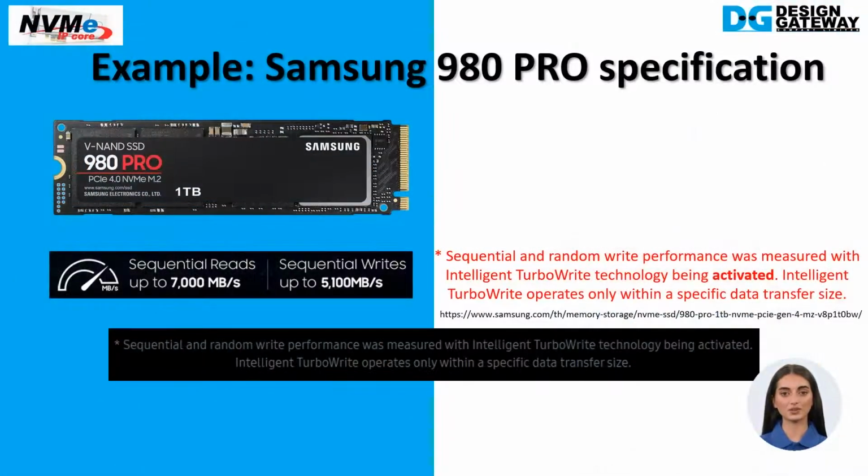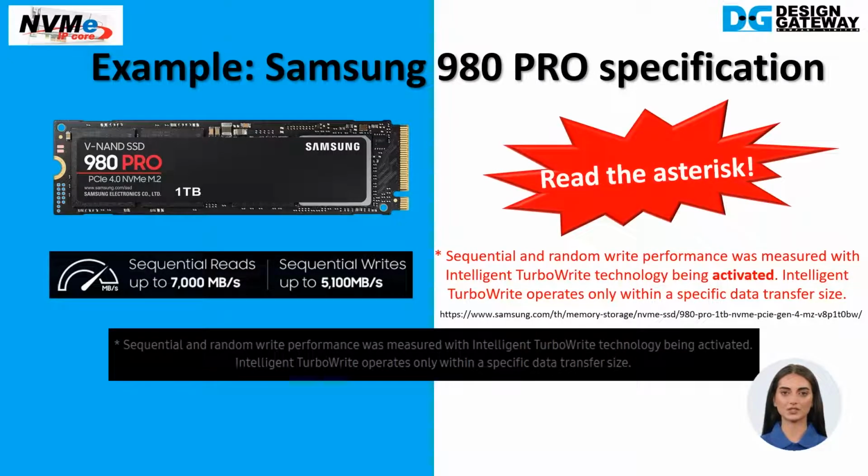To understand the truth about NVMe SSD performance, take for example the Samsung 980 Pro SSD, whose claimed sequential write performance is up to 5,100 MB per second. You must read the entire asterisk carefully. For most NVMe SSDs, the maximum performance is possible only when the cache is activated, which is the Intelligent TurboWrite cache technology in the Samsung 980 Pro case. So what is the true performance without cache, or when the cache is full?